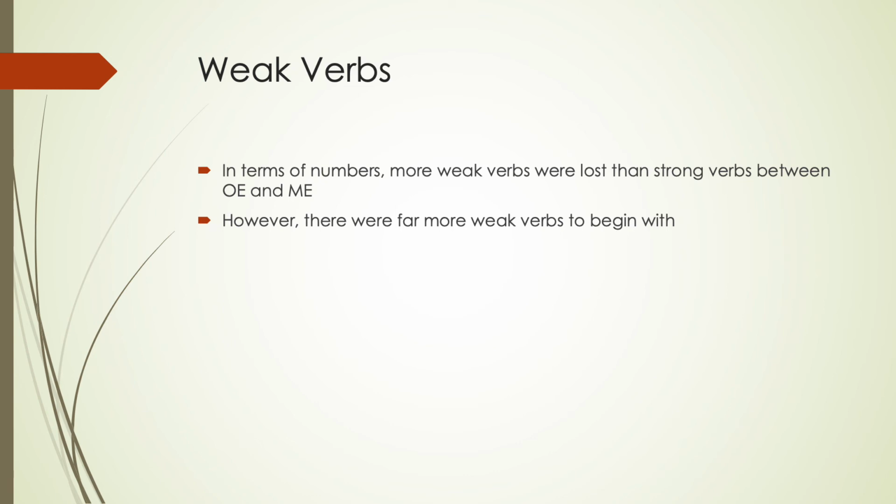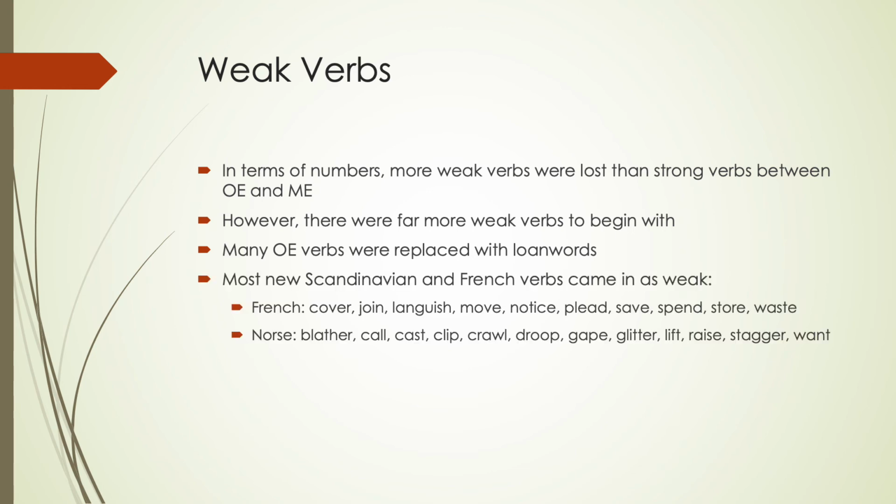A lot of our Old English verbs during this time period were lost and replaced with loan words. Most of the words that were replaced came in as weak verbs. So we got some from Scandinavian languages, some from French. Words like cover, join, language, blather, call, cast, and many others are coming in, and these are coming in primarily as weak verbs.